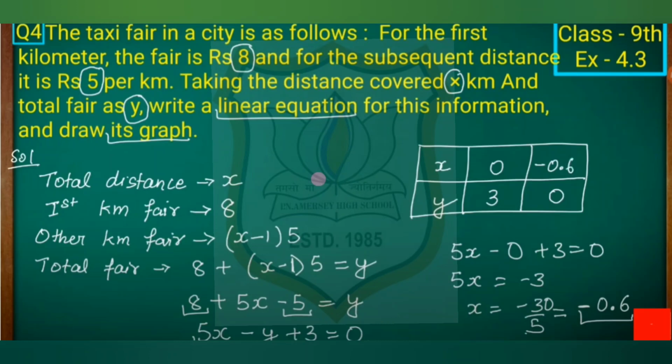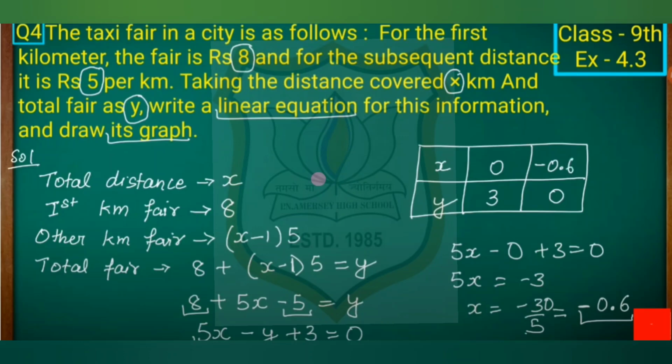Now we have to make a table for plotting the graph. First, if we put the value y equals 0, we get 5x equals minus 3, so x equals minus 0.6. Another, we can put the value x equals 0, so we get y equals 3. Now we can plot these two points: 0, 3 and minus 0.6, 0.